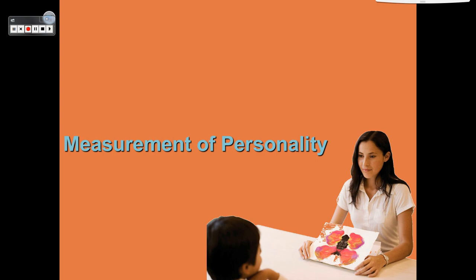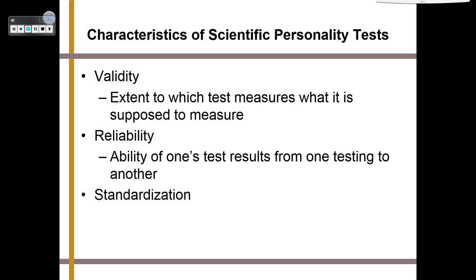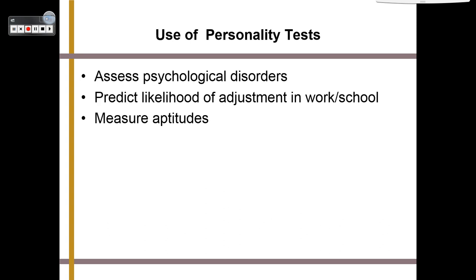So we have been talking a lot about different ways to look at your personality. Now let's talk about how we measure your personality. Well, remember that any good test needs to have both validity, meaning it measures what it says it's measuring, and reliability, meaning that it will reliably give us the same results each time. So in order to get this, we often will make sure tests are standardized. We use personality tests to assess psychological disorders, to predict the likelihood of adjusting well in work or school, and to measure aptitudes or your strengths.